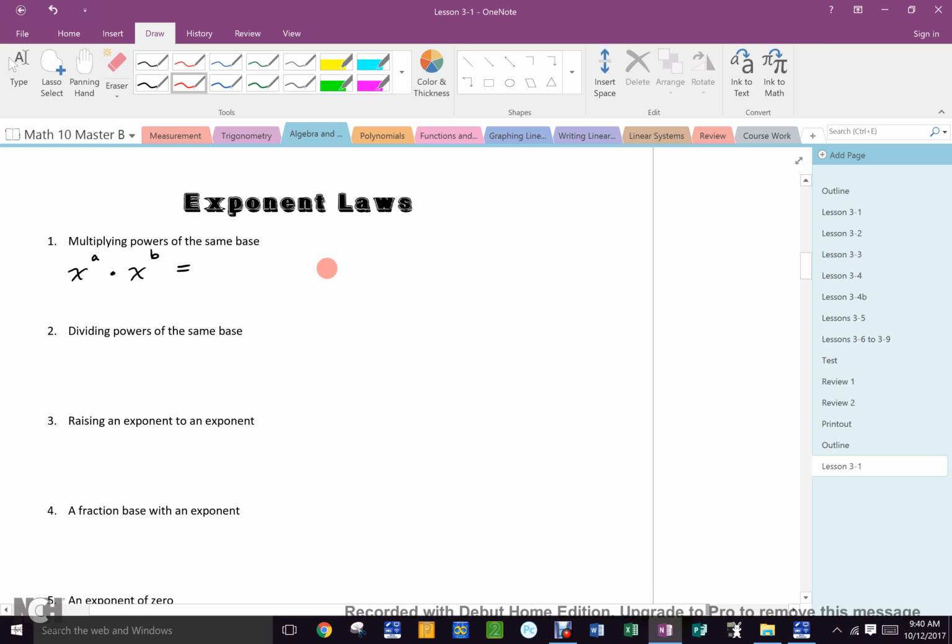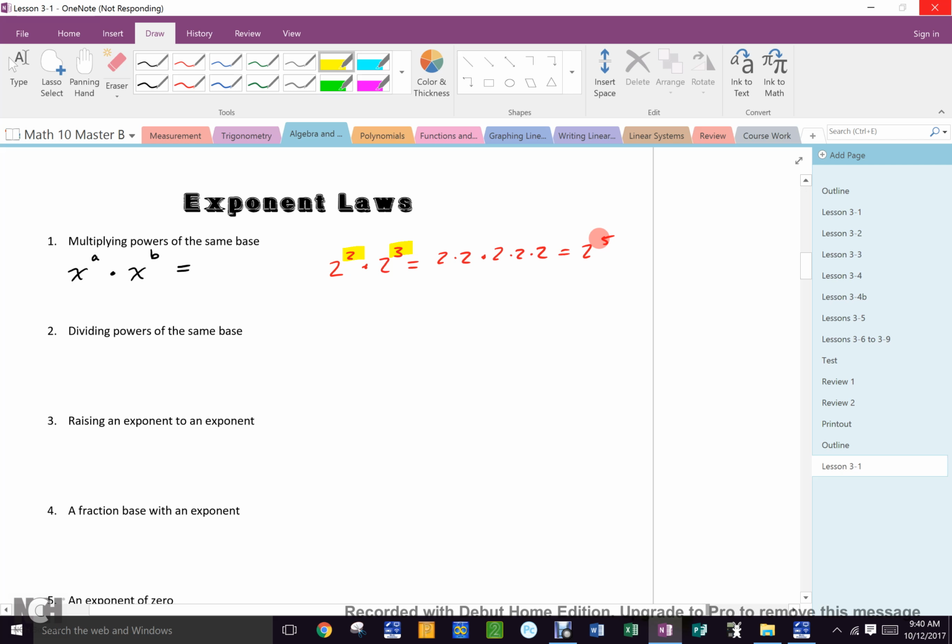So let's change it slightly. If I had 2 squared times 2 to the third, what is 2 squared? Really, don't say 4. What is it really? 2 times 2, yes? Times, what is 2 cubed really? 2 times 2 times 2, giving us a total of how many 2's? 2 to the 5th. What is the connection between 2, 3, and 5? You add them, right? Does everybody remember seeing this in the 9th grade? So what's the rule?